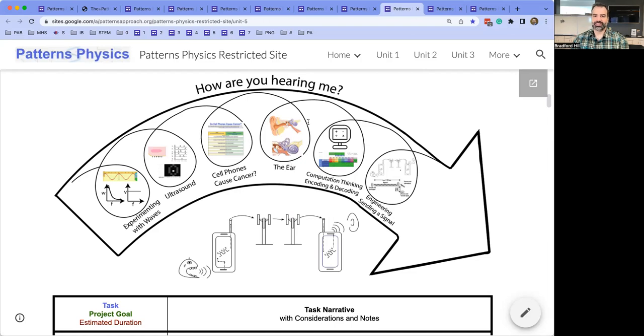Then there is a task around the ear, and that brings up resonance, which is in the evidence statements.